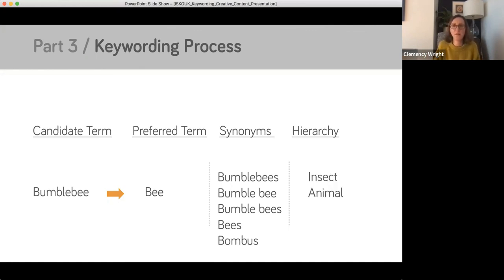And if you were to organise this hierarchically within a taxonomic controlled vocabulary, for example, then your bee would obviously be filed or classified under the keyword insect, which is an animal hierarchically.